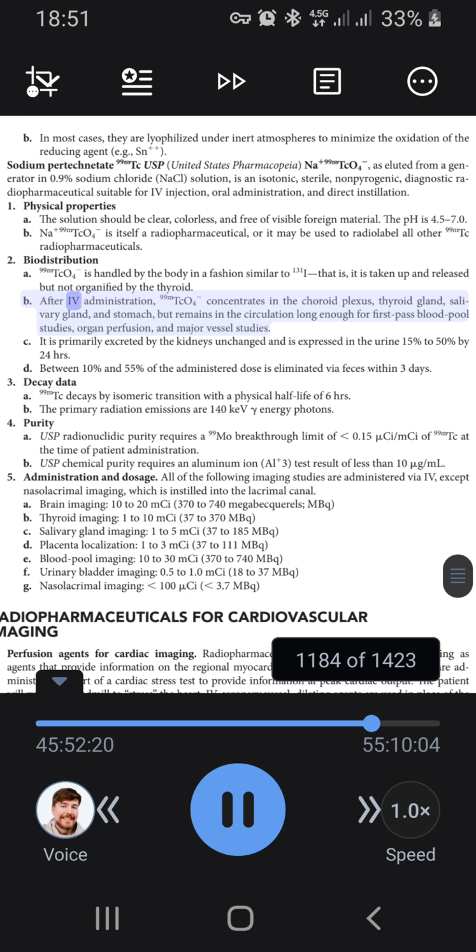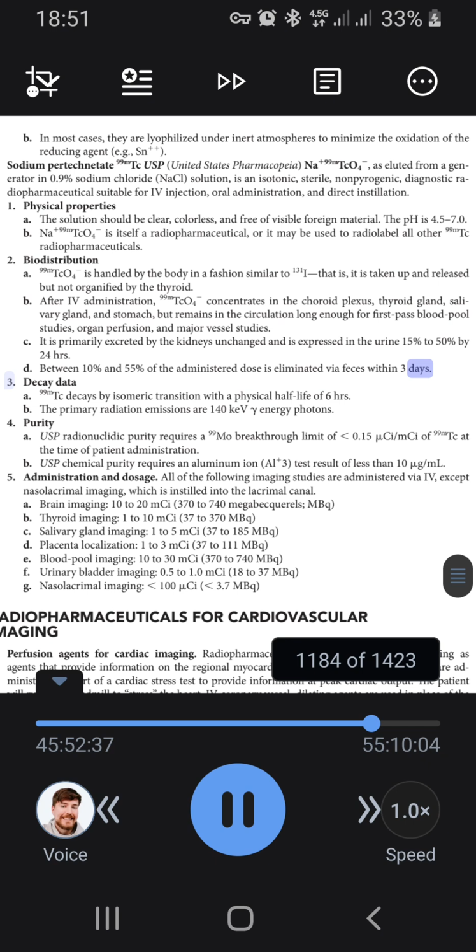B. After IV administration, 99mTcO4 concentrates in the choroid plexus, thyroid gland, salivary gland, and stomach, but remains in the circulation long enough for first-pass blood pool studies, organ perfusion, and major vessel studies. C. It is primarily excreted by the kidneys unchanged, and is expressed in the urine 15% to 50% by 24 hours. D. Between 10% and 55% of the administered dose is eliminated via feces within 3 days.